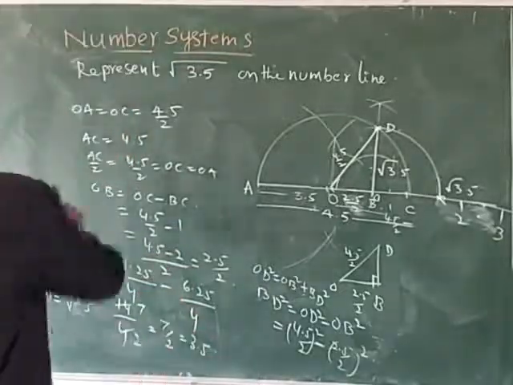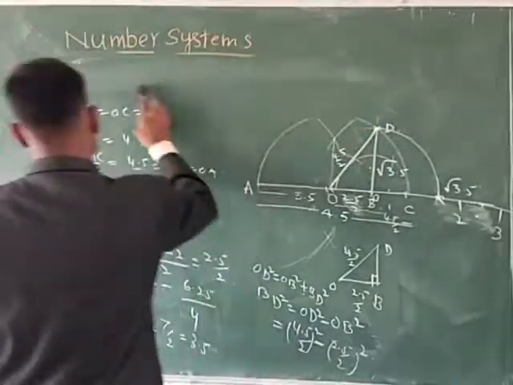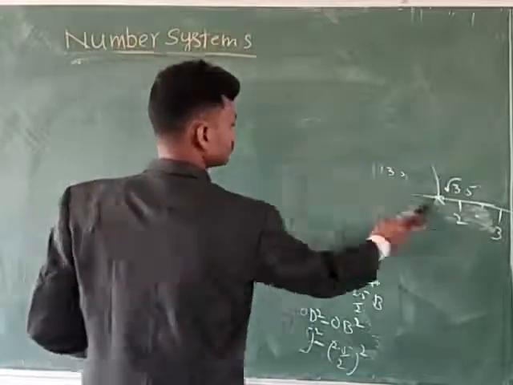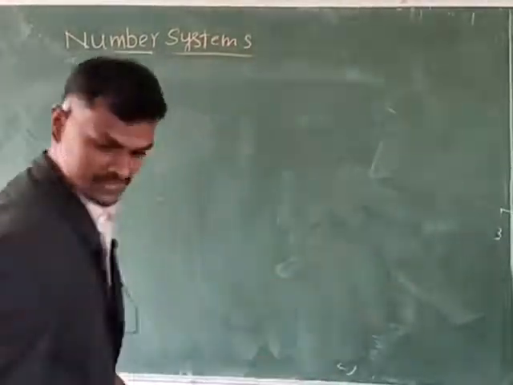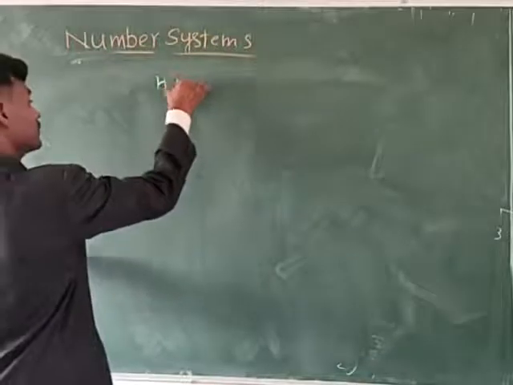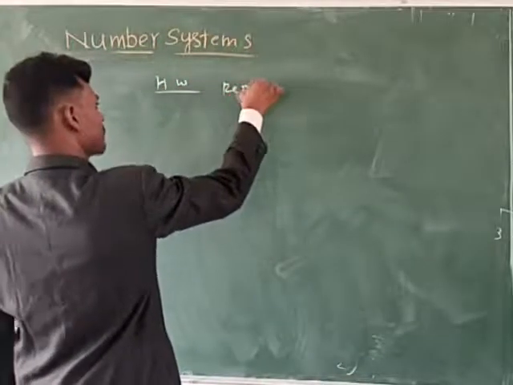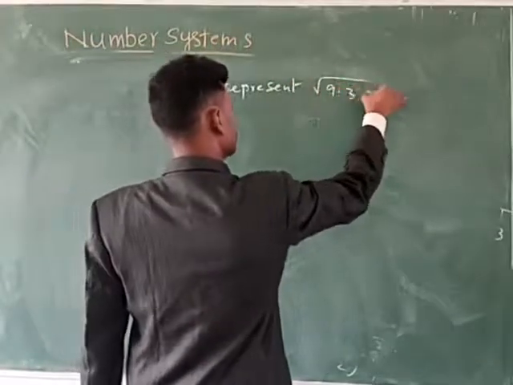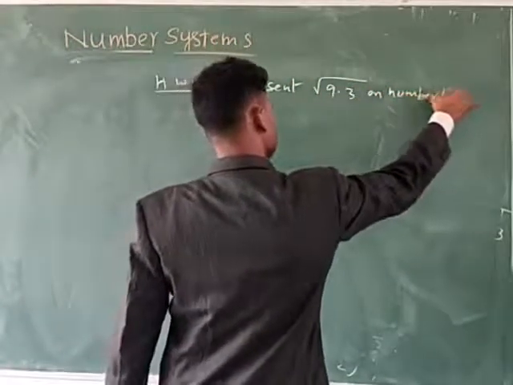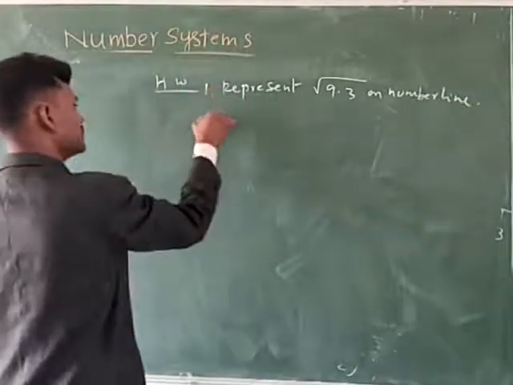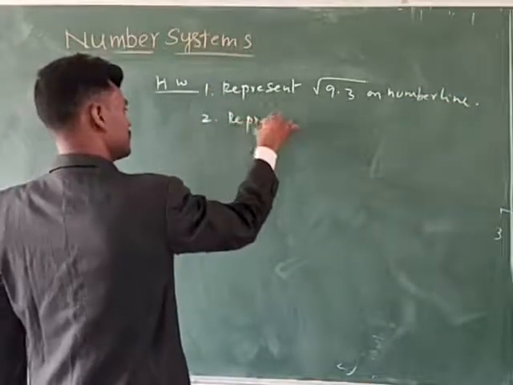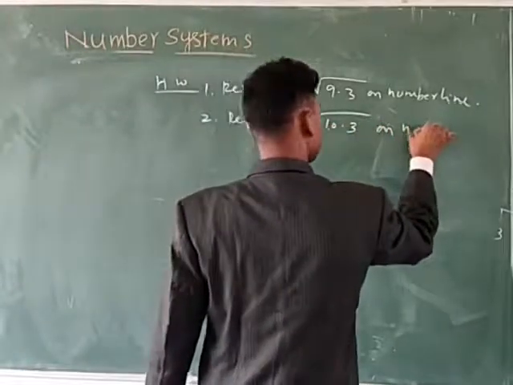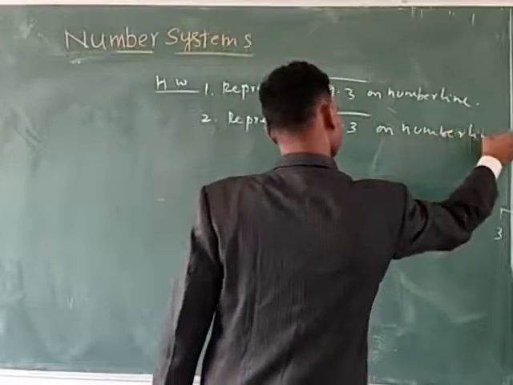See here. Homework. Represent under root 9.3 on the number line. Second one is represent under root 10.3 on the number line.